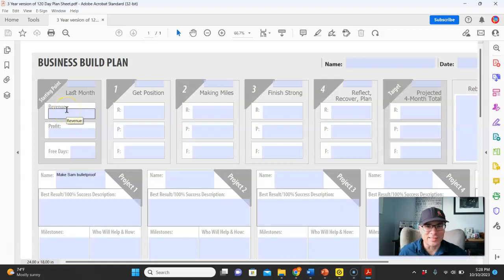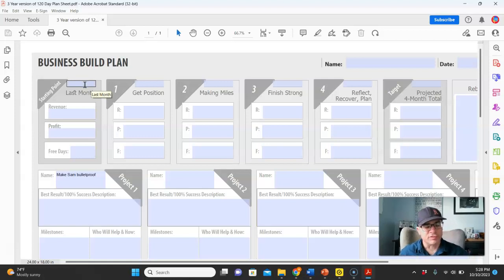The free days is a whole other thing in and of itself to talk about: what does a free day mean, how do you use that, how would you know, how would you measure it, how would you celebrate it. But what we can do on this plan is just today focus on the money boxes.